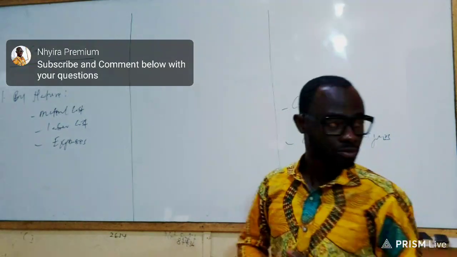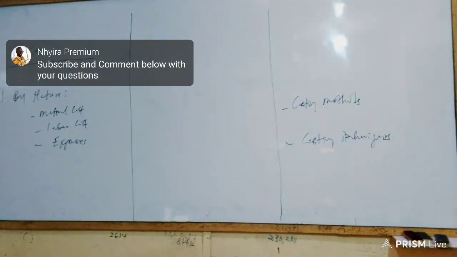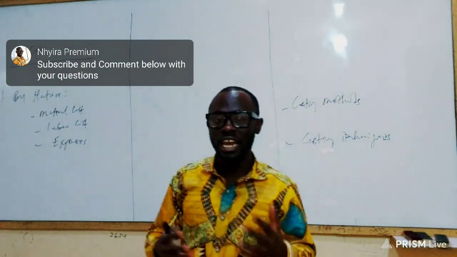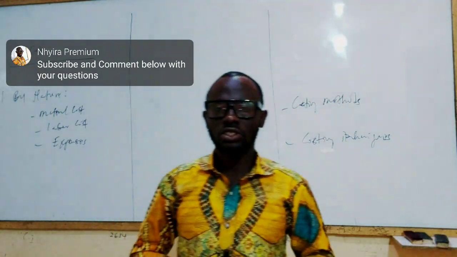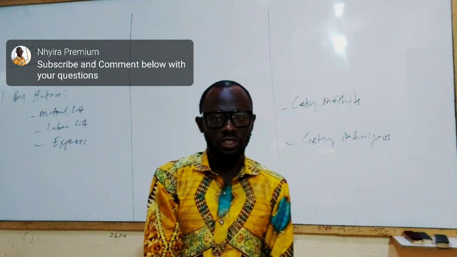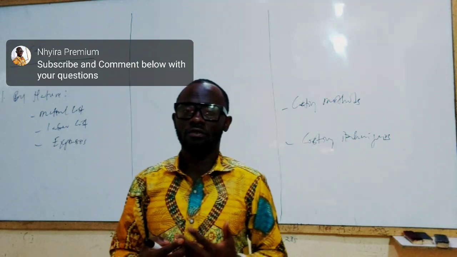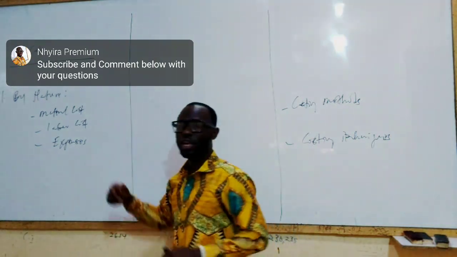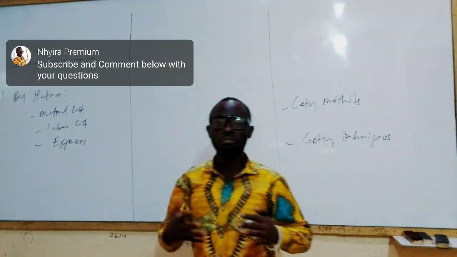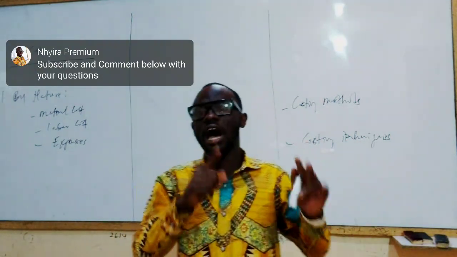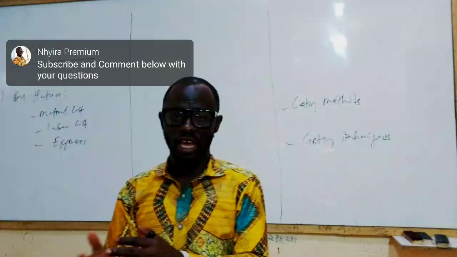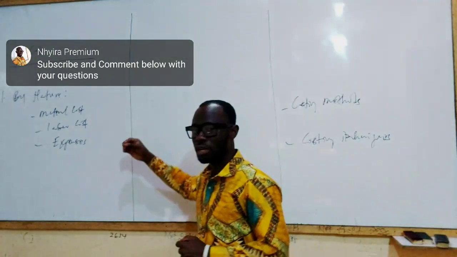Then we come to the second element, and that is labor cost. Labor cost is simply the cost of human effort in the production of goods and services, okay? The cost of human effort in the production of goods and services. Then we come to expenses. Expenses are simply all other costs incurred apart from what? Material cost and labor cost. All other costs incurred apart from material cost and labor cost.